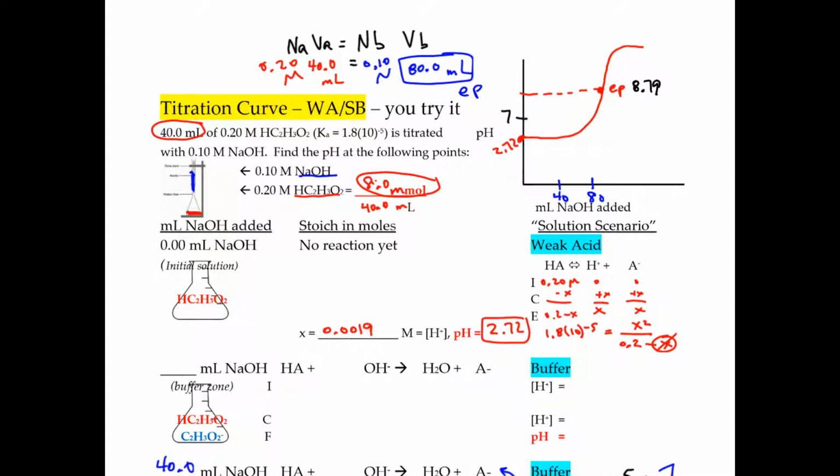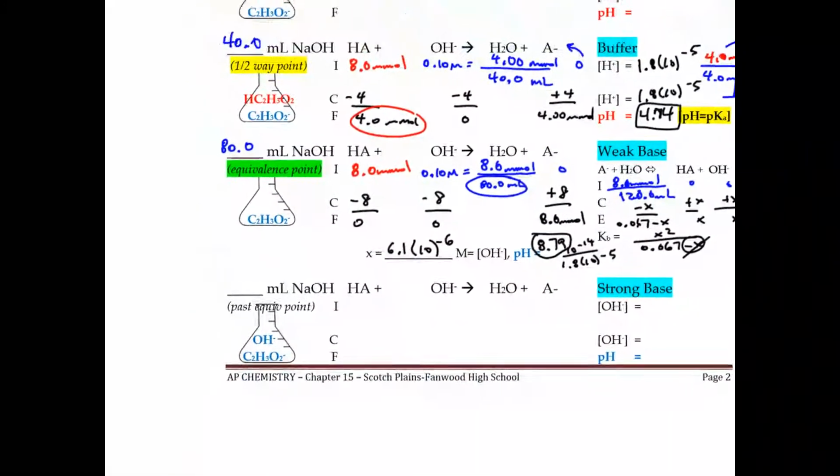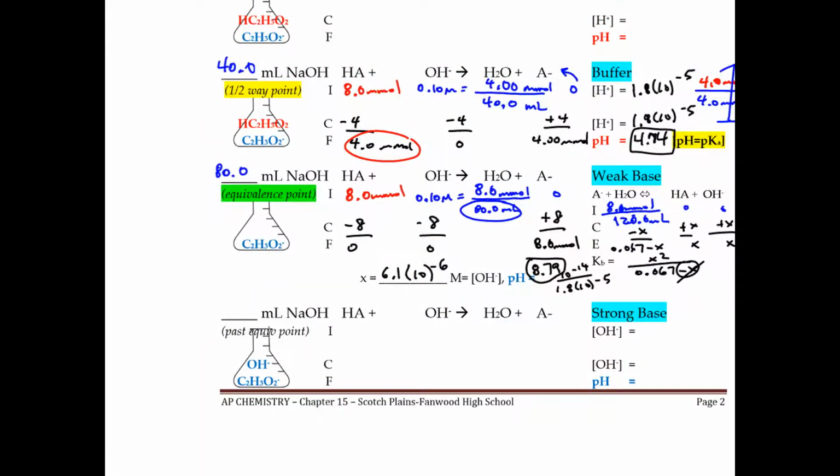Don't forget that we already found the pH of the halfway point to be 4.74. And now we're going to go past the equivalence point. Let's go 10 milliliters past it just for fun. So we're going to go to 90 milliliters. So that's 10 milliliters past the equivalence point.